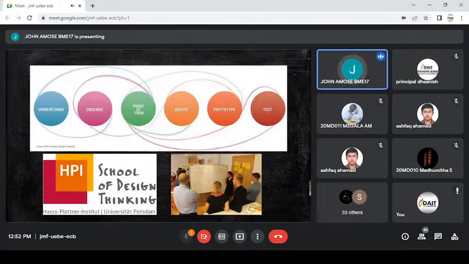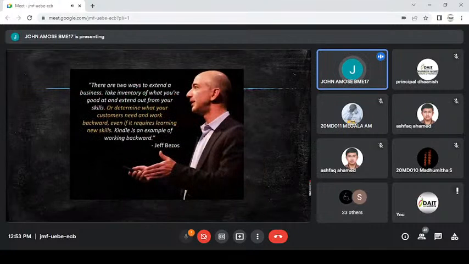So these are a lot of programs. Harvard had a lot of materials when I was actually going through this. A lot of universities provide different programs on design thinking. And again, design thinking, maybe from Jeff Bezos' perspective.